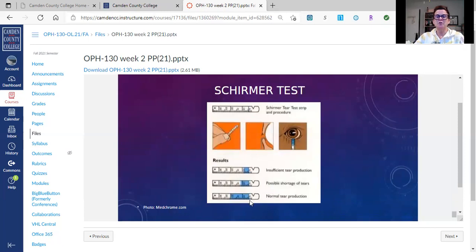So let's start with the normal one down here at the bottom. See it wet all the way to 10 millimeters. That is normal tear production. This one looks like it wet to maybe 5 or 6 millimeters. That's a possible shortage of tears. And then this one barely made it to about 4 millimeters, and this is insufficient tear production.